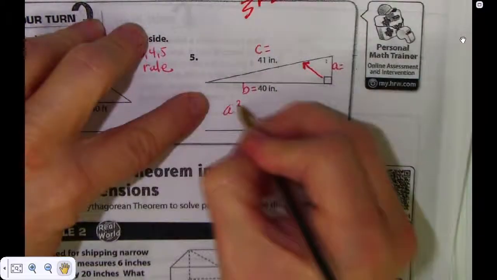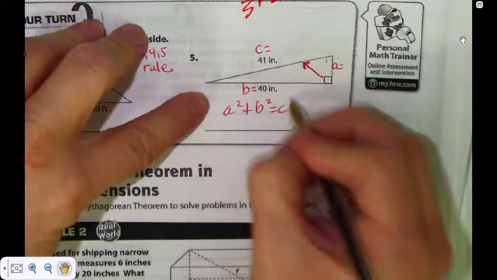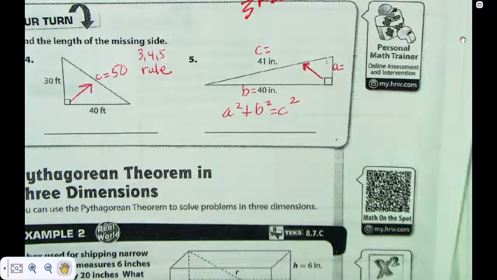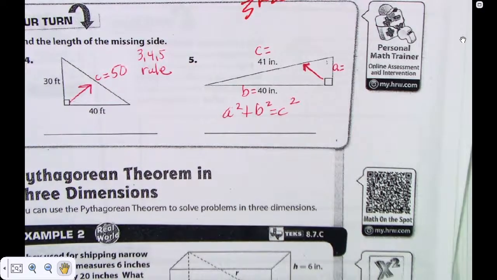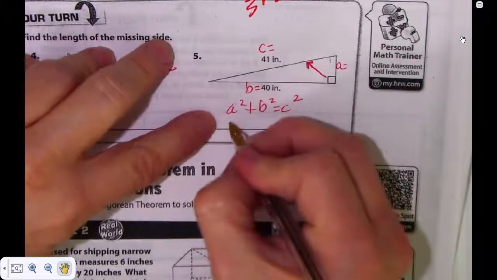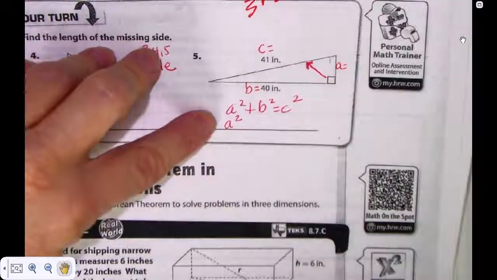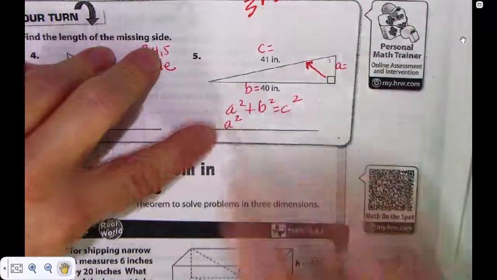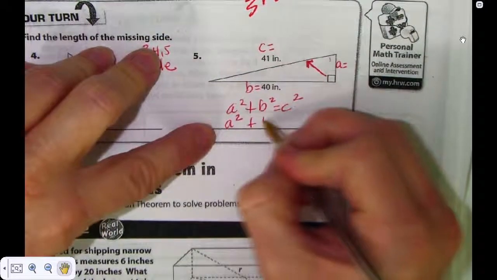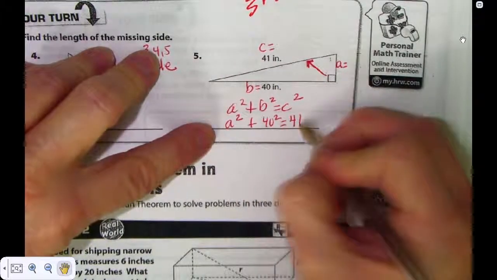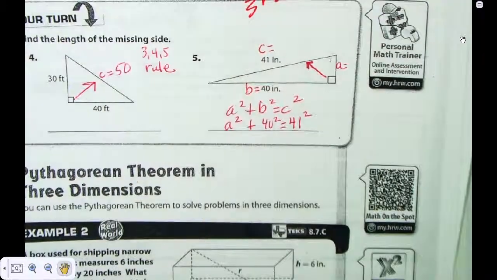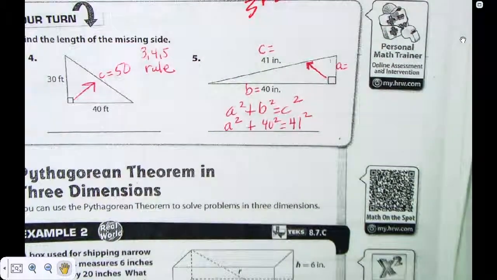So we've got plenty of room under here. We're going to write a squared plus b squared equals c squared. The second thing you need to make sure you do is follow the formula correctly. So you got to label correctly, follow the formula correctly. Okay? So what's a? Don't know. A squared. You're right. Plus 40 squared. Good. Equals? Nope. 41. We know C this time. So we have to substitute correctly.